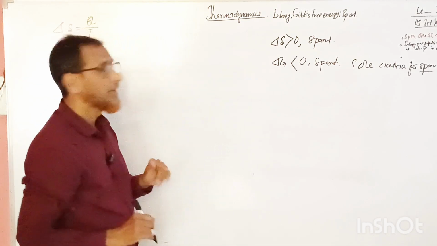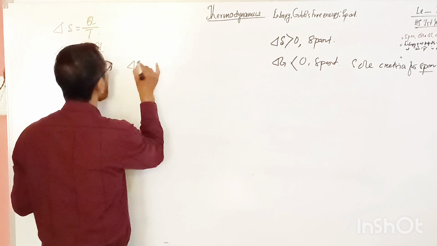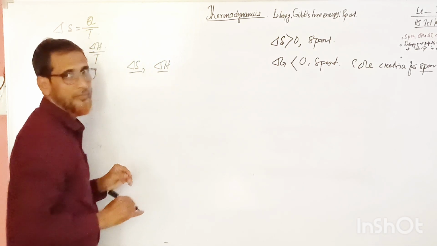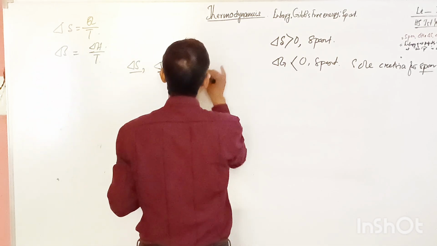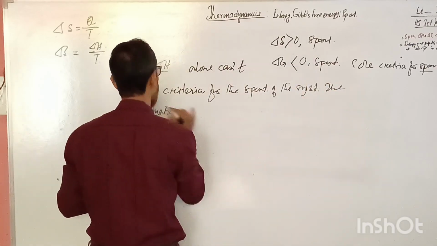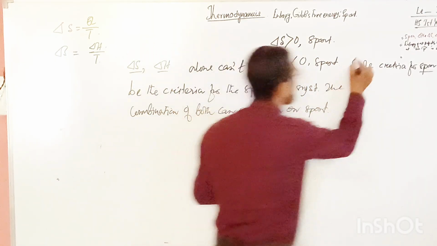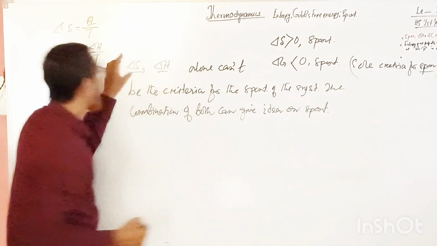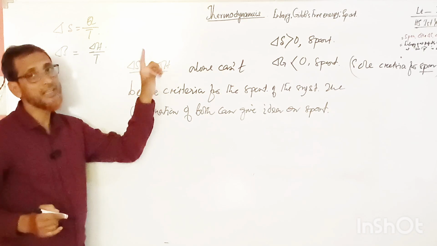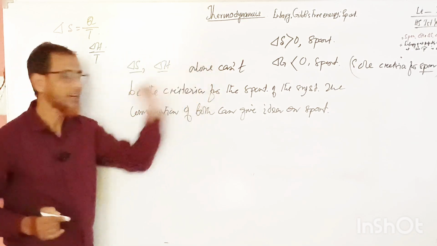Now we will define the spontaneity of a system, the spontaneity of a process. Today we will define it. How will we find out the criteria? Entropy and enthalpy alone cannot. It is a very simple process. The change of entropy or change of enthalpy may be del S positive, del S negative, del H positive, del H negative, which we have already defined a bit earlier.